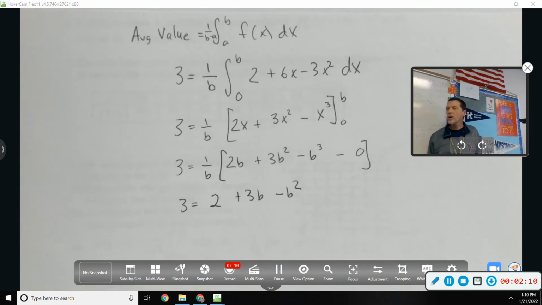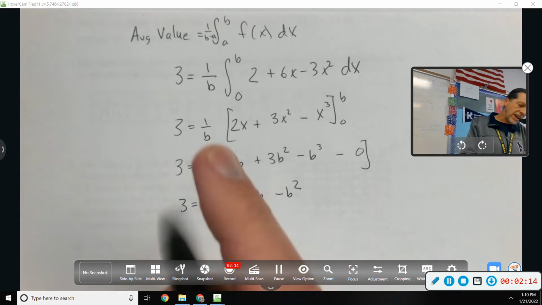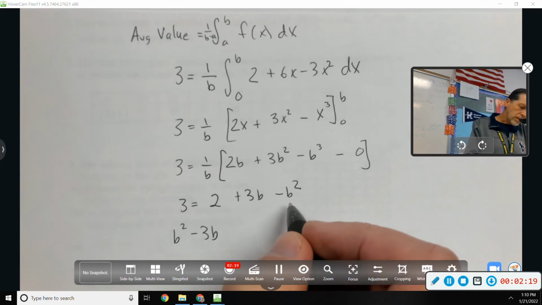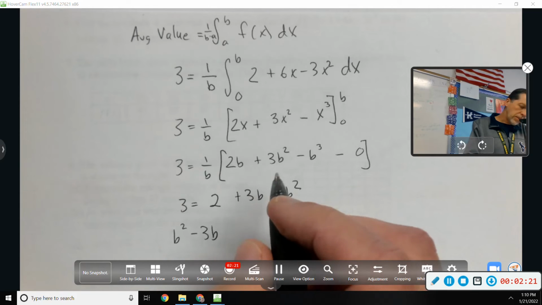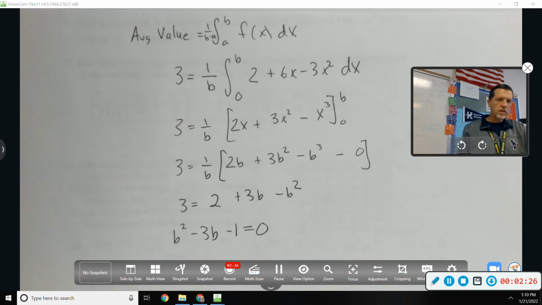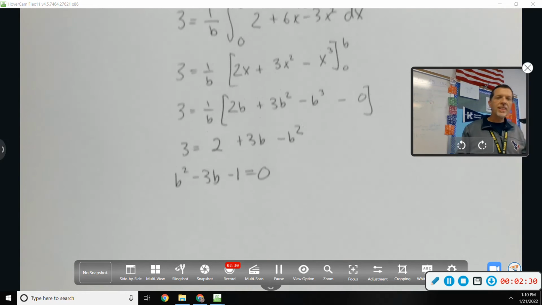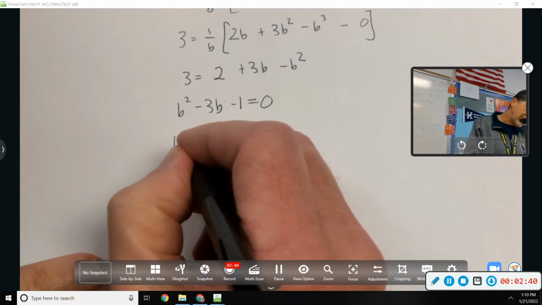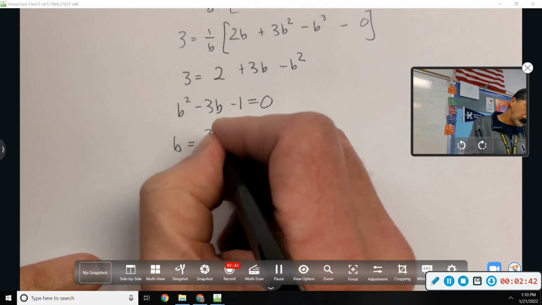And so now I've got a quadratic. So I think I will move everything to the left to make b squared positive. b squared minus 3b minus 1 equals 0. I don't like that. Why don't I like that? I can't factor it.